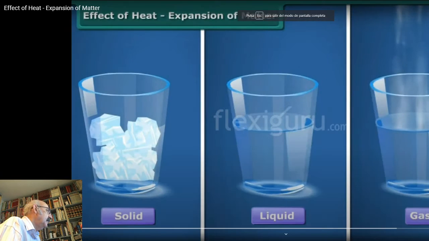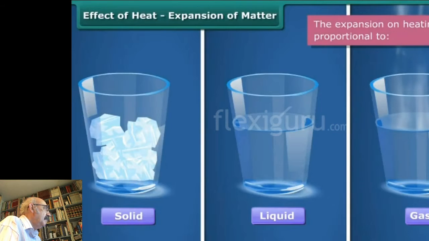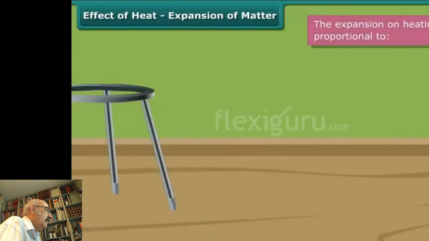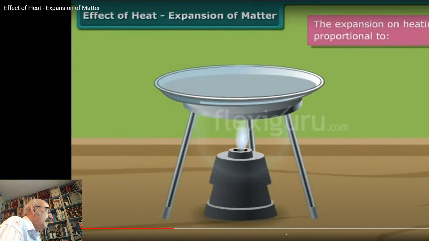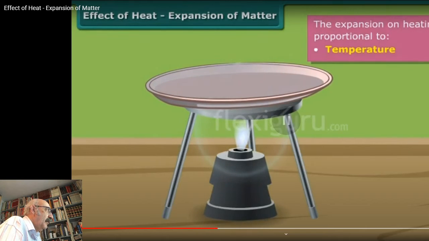Matter exists as solid, liquid, and gas. All the 3 states of matter expand on heating. The expansion of matter depends on the temperature through which it is heated. In this case, when we heat this plate, the higher the temperature, more is the expansion. So this is the first condition, the temperature. So the higher the temperature, more space that occupies this plate here. So this is the first condition.